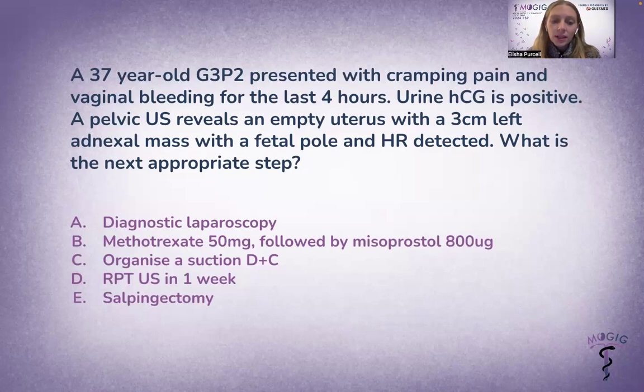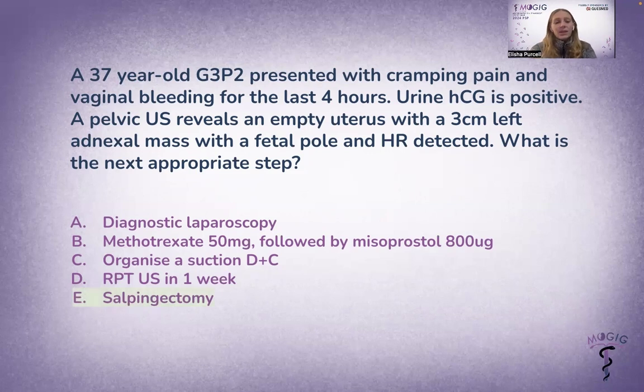A, diagnostic laparoscopy. B, methotrexate 50 milligrams followed by misoprostol 800 micrograms. C, suction D&C. D, repeat ultrasound in a week. Or E, salpingectomy. Which one do you think is most appropriate?